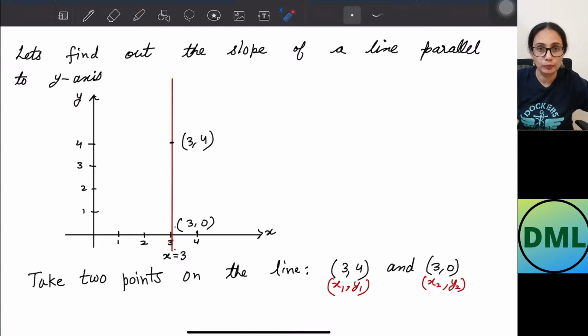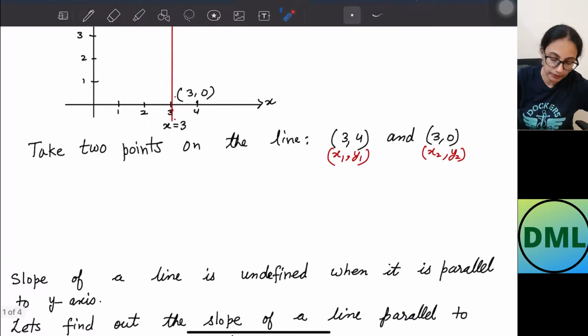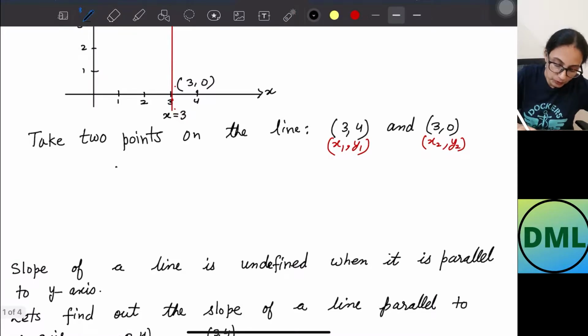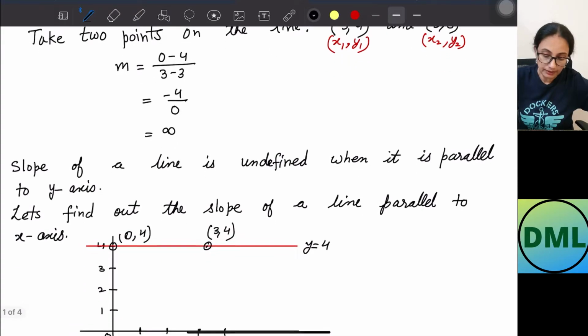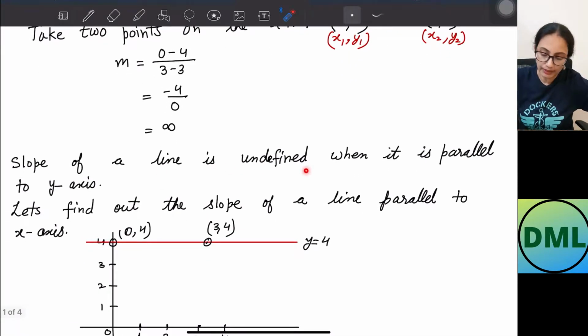Now to find the slope of this line, I have to pick 2 points on that line. Let's say I pick (3, 4) and (3, 0). Now let's say (3, 4) is (x1, y1) and (3, 0) is (x2, y2). Now let's find the slope here. So the slope is given by y2 minus y1, 0 minus 4, over x2 minus x1, 3 minus 3. So that is equal to minus 4 divided by 0. 1 over 0 is infinity. The slope of a line is undefined when it is parallel to the y-axis.